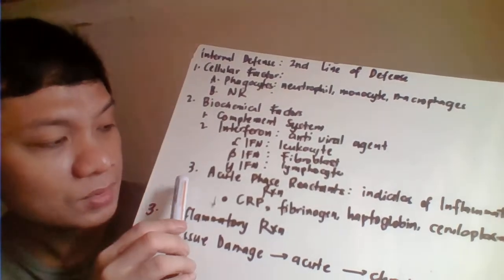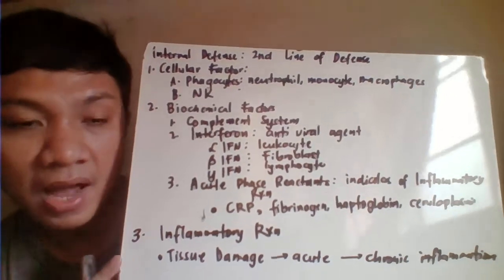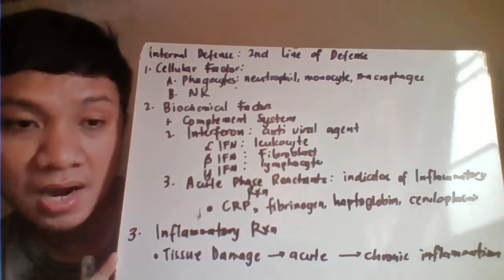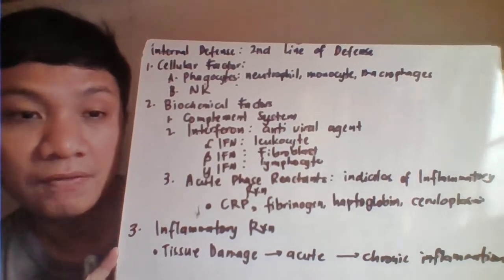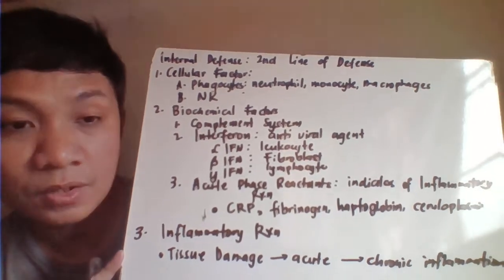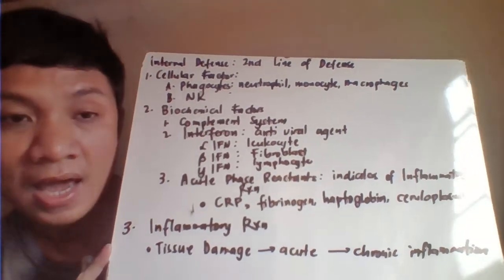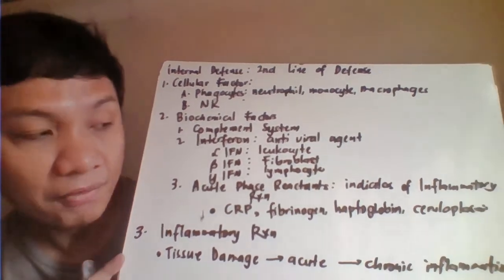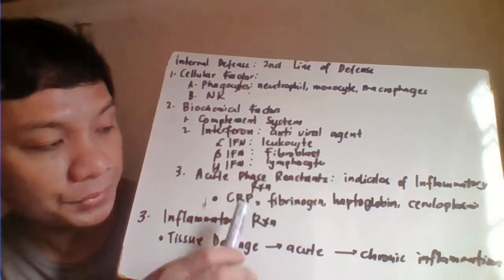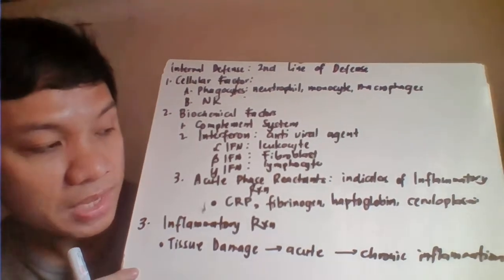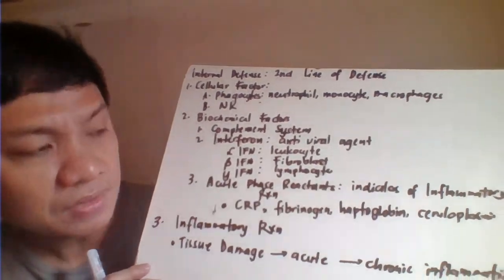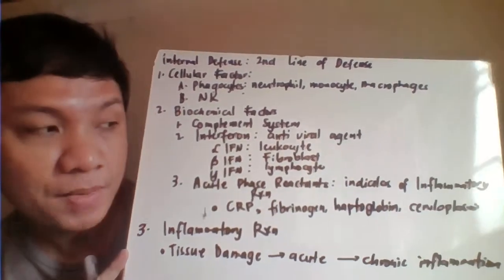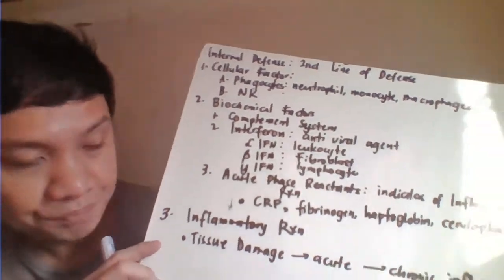And the next one is acute phase reactants. Acute phase reactants are mediators of our inflammatory reactions. These are the different substances that increase when you have inflammatory reactions. Examples are C-reactive protein or CRP, fibrinogen, haptoglobin, and ceruloplasmin.